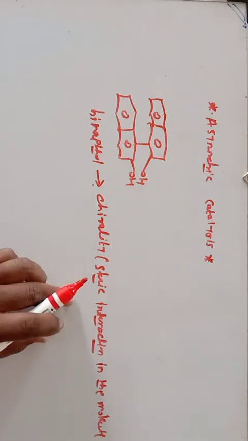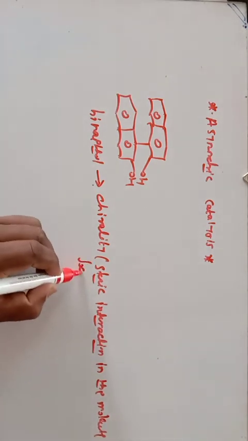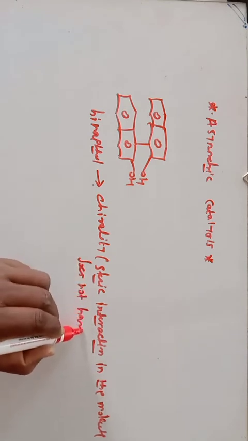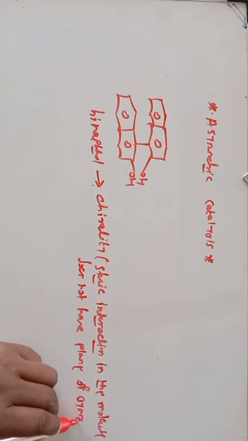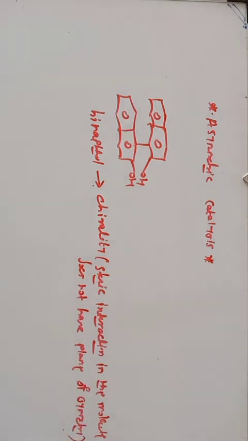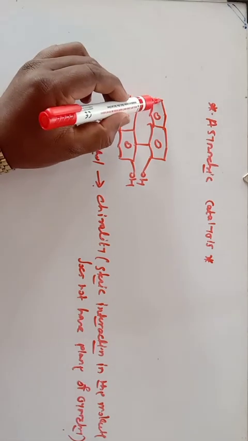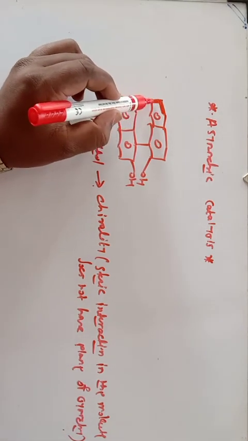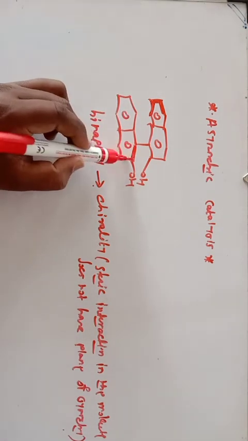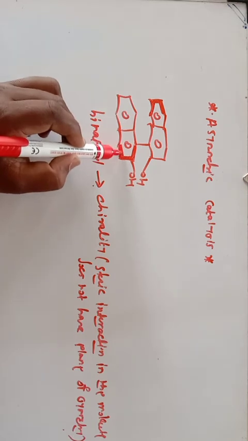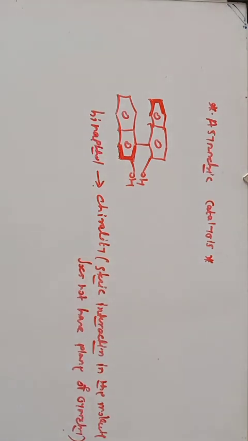So, steric interaction in a molecule that does not have a plane of symmetry, and therefore it is chiral, because both these rings are in different planes. So if you consider this, you can write this as, both these rings are in a different plane and therefore it is a chiral molecule or chiral ligand. Okay.